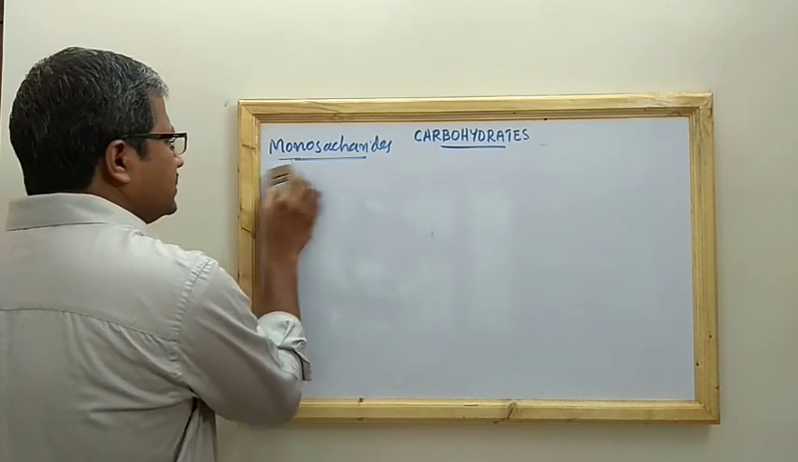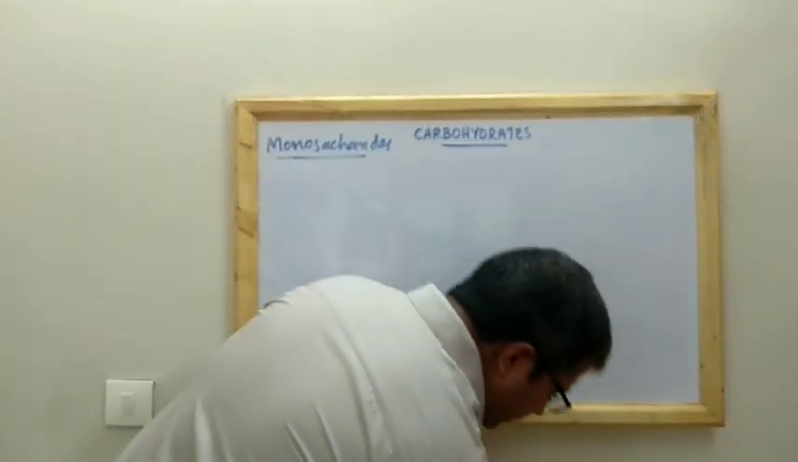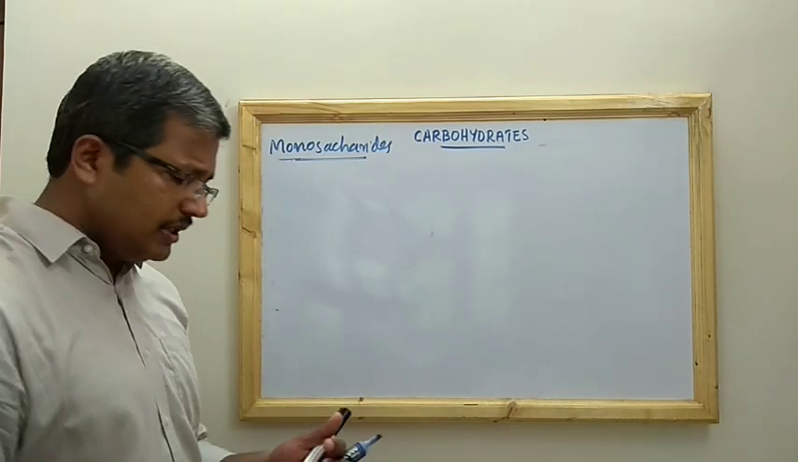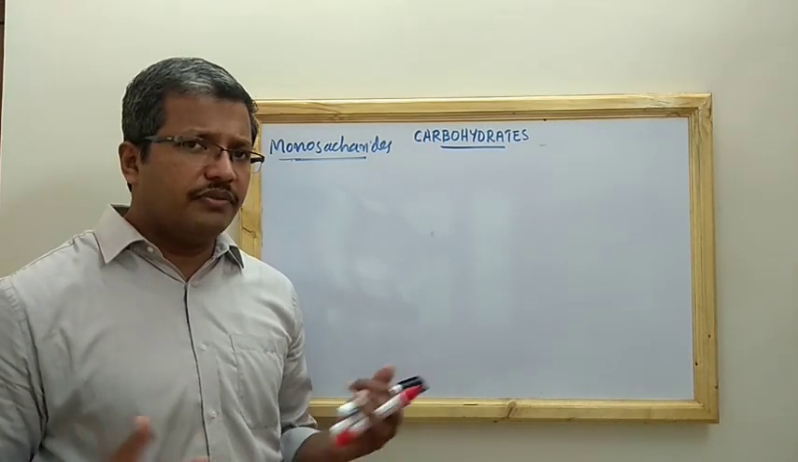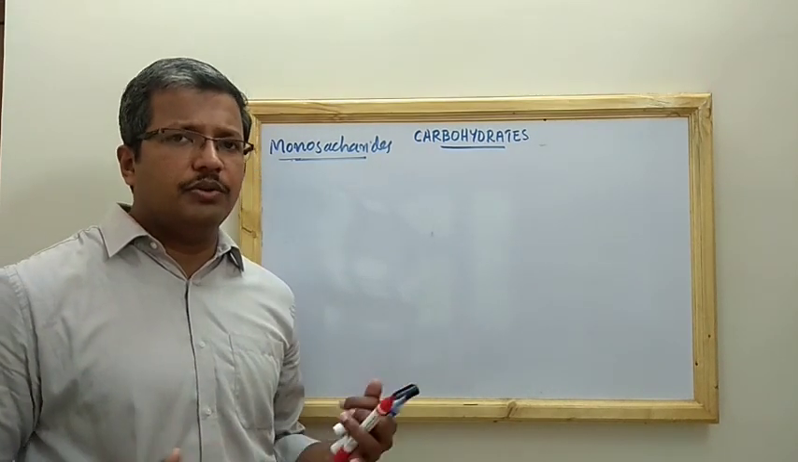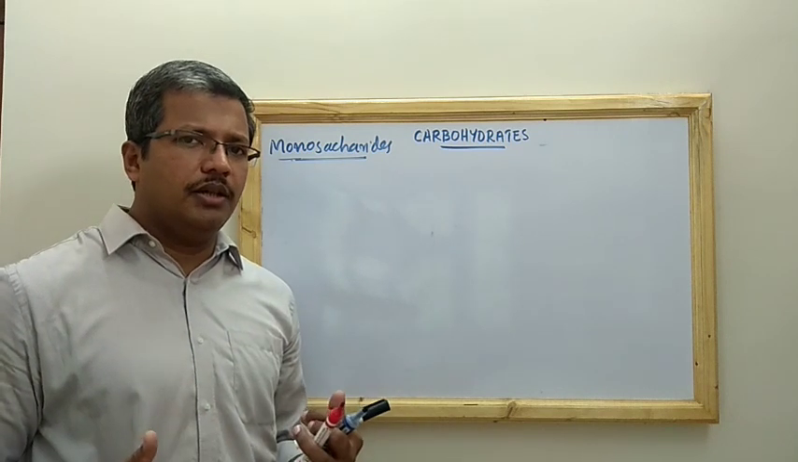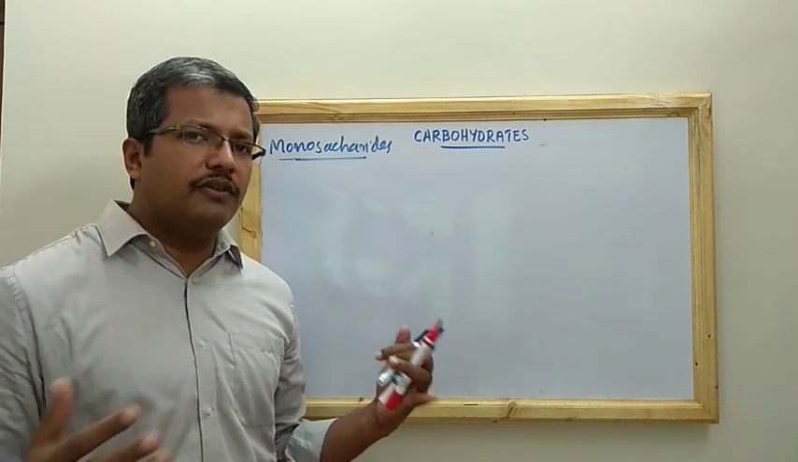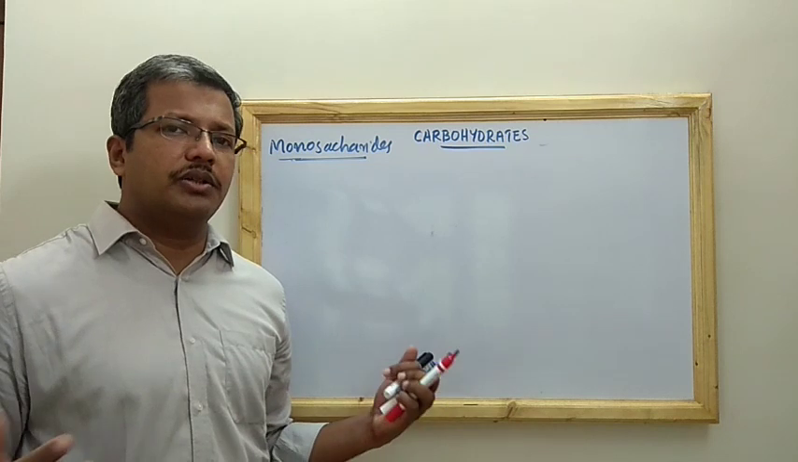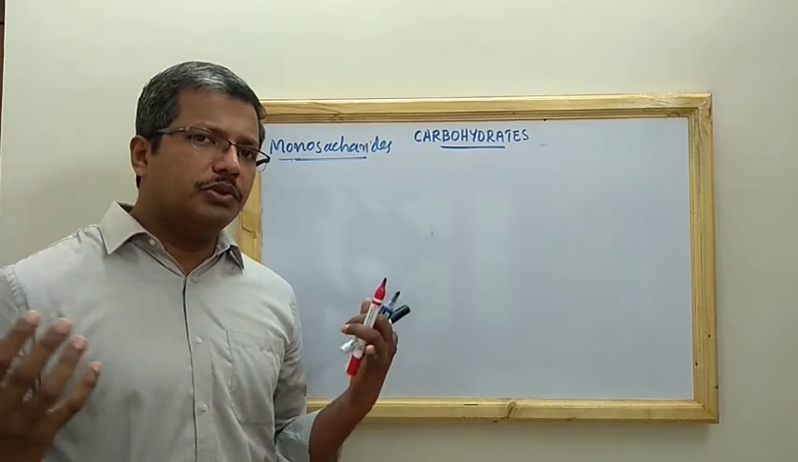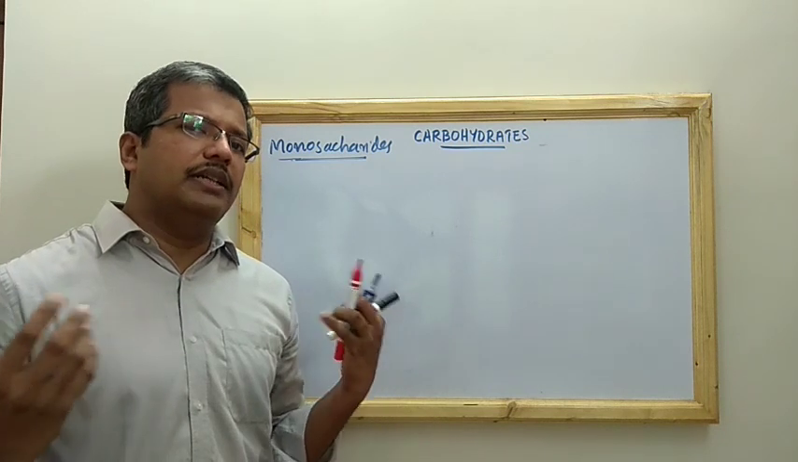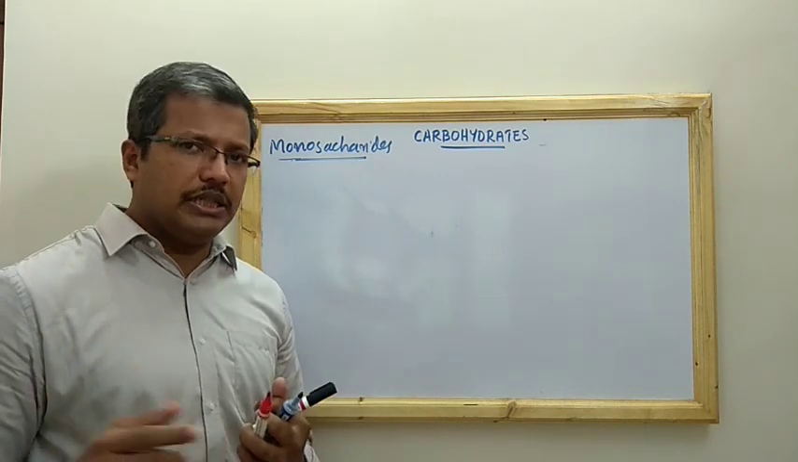So monosaccharides, there are different isomers of monosaccharides. We know that isomers are nothing but compounds whose chemical formula is the same, but the configuration is different. The spatial organization of atoms or molecules within that particular compound is different. That is actually what we mean by isomers.